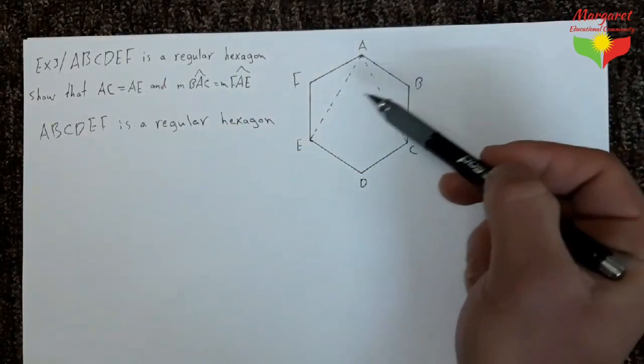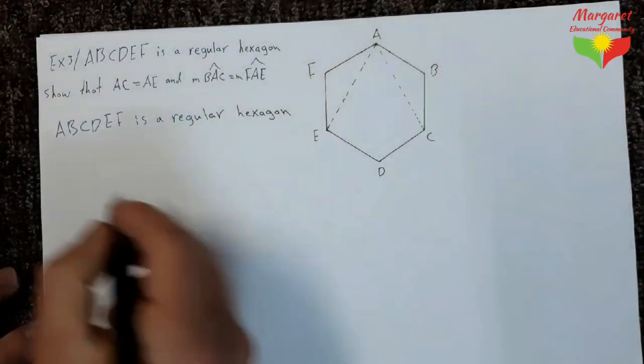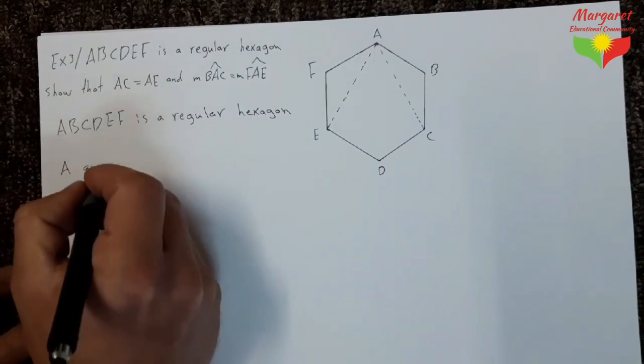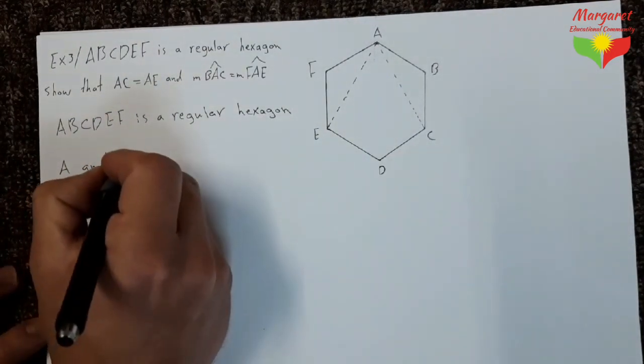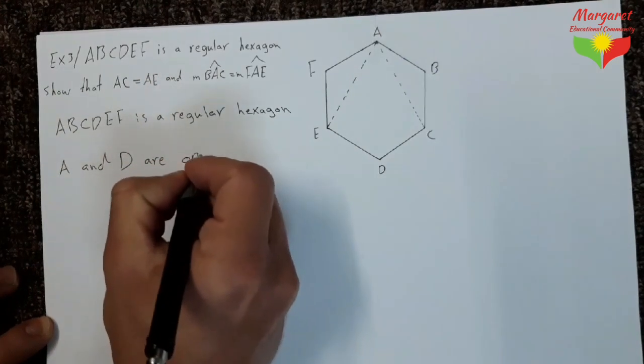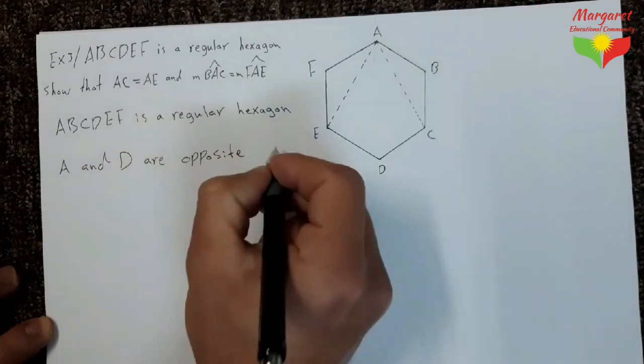And we know that A and D are opposite vertices.